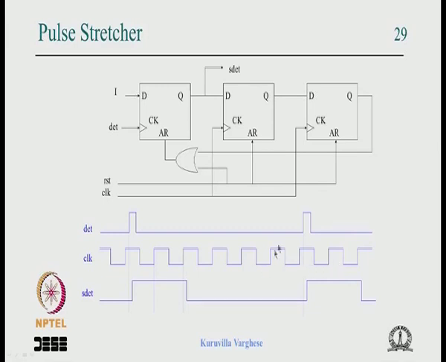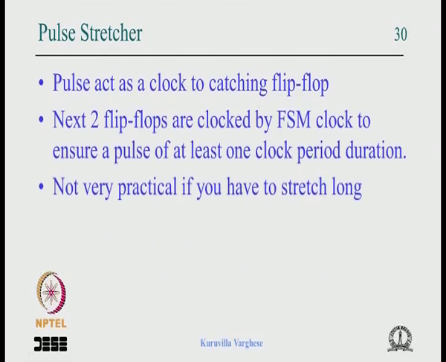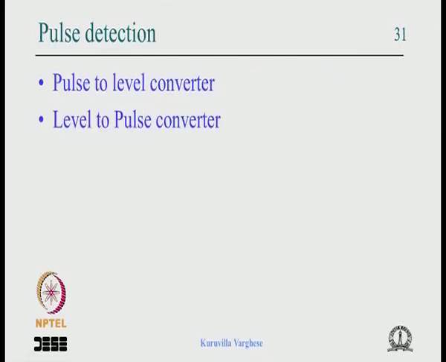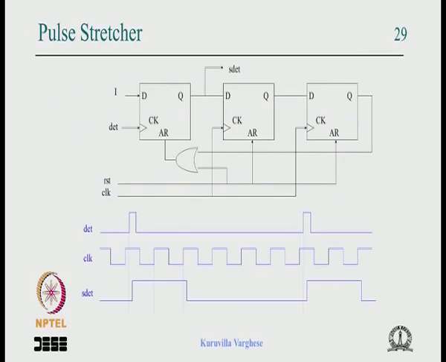But then you might ask, why stretch it, why not reduce the clock frequency and so on. So we will look at a more practical circuit, using something called a pulse to level converter and a level to pulse converter. The basic idea is that when we have a pulse, instead of just stretching it, when the first pulse comes we will make the output of this circuit go high, continuously high. The next pulse comes, that high is made low.